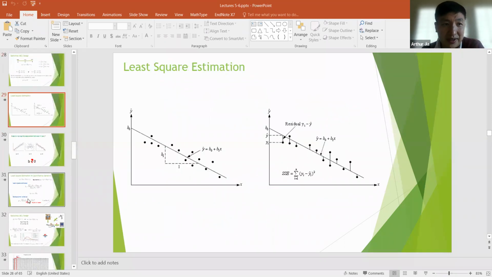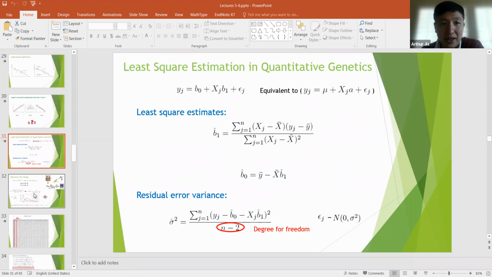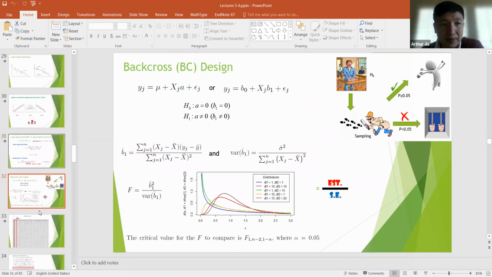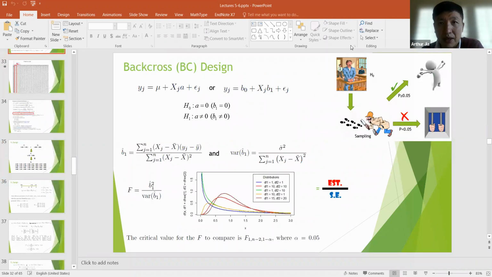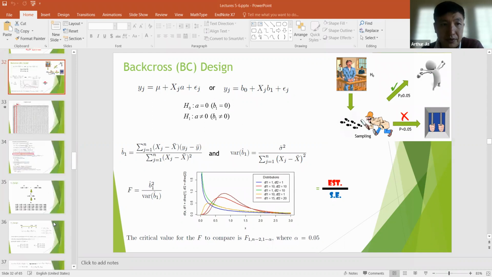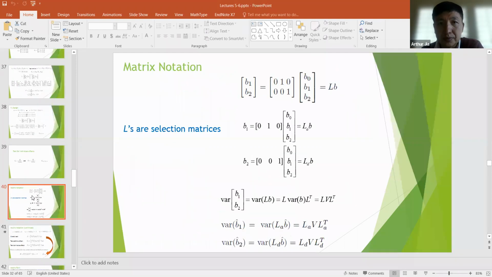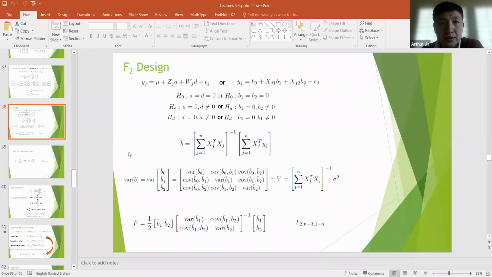All right. And here we basically use this model. For example, this is for the backcross design. That's the model. And for the F2 design, we use this model, right? Because here, this is the phenotype, this is the intercept, this is the additive, and this is the dominance. We use this model for the F2 design.